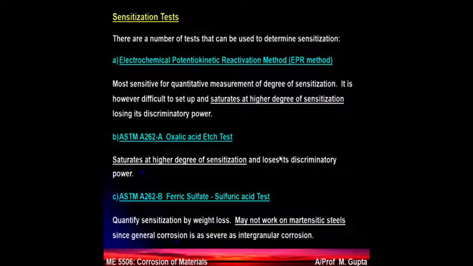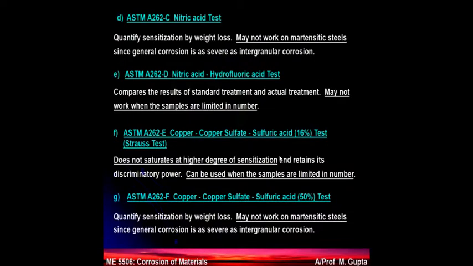It may work on austenitic steel, but it does not work on the martensitic steel. Then you have again A262C nitric acid test. Again, it has a limitation in that it cannot work on the martensitic steel. And then you have 262D nitric acid hydrofluoric acid test. It may not work when the samples are limited in number. That means you need to have a good number of samples. So it is not very practical to use this test in the lab condition where we are always limited in samples.